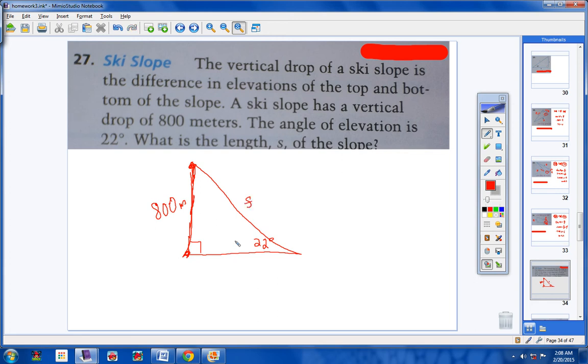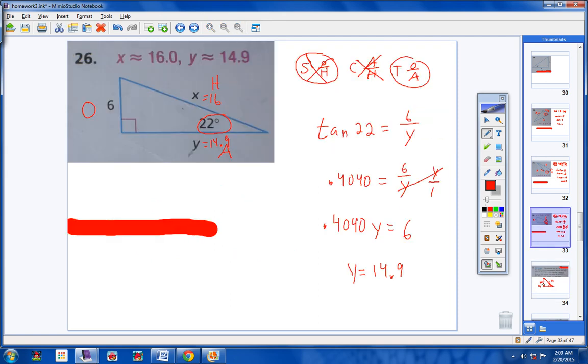So here we go. We're dealing with 22. If you go straight across, that would be opposite. This would be hypotenuse, and you're welcome to label this side here adjacent if you want to, but there's really no need to, because all they've asked us to do is find the length S of the slope, and the slope is the actual area that you ski down, okay? Now, students, what two sides am I dealing with? Opposite and hypotenuse. What trig function has opposite and hypotenuse? Sine does. Sine is O over H.